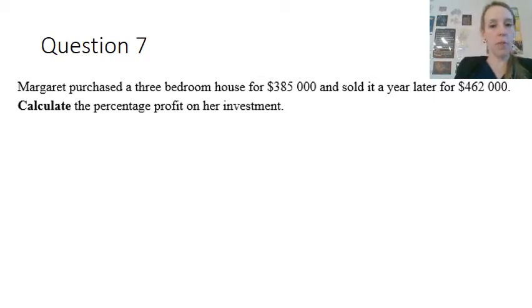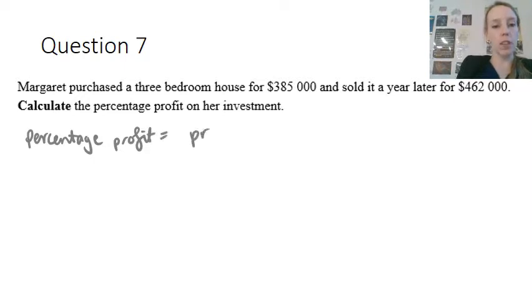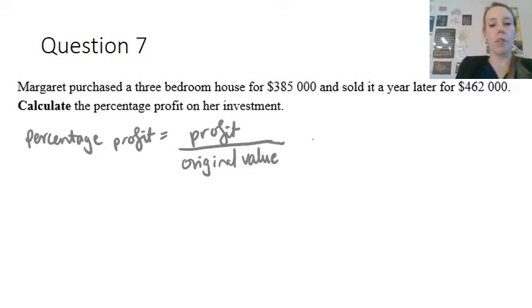Margaret purchased a 3-bedroom house for $385,000 and sold it a year later for $462,000. Calculate the percentage profit on her investment. Okay, so her percentage profit, we know our formula for that. So percentage profit is the profit that she's made over the original value times by 100%.